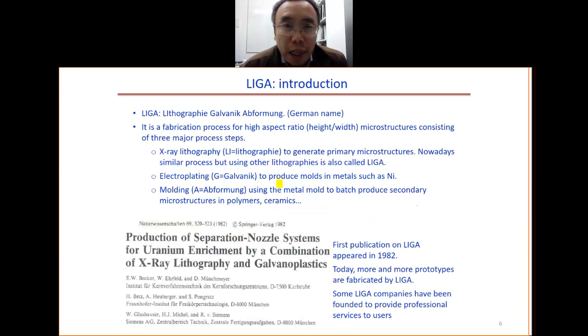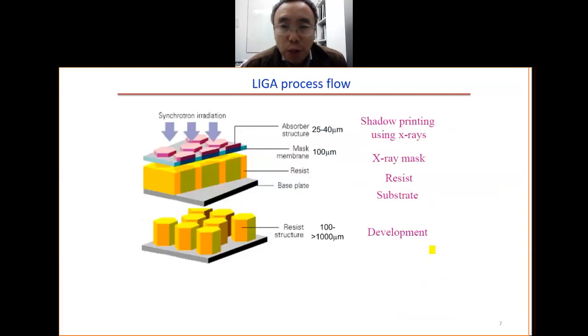So this technique is called the LIGA process. LIGA means lithography, electroplating, and molding. And now we will look at the LIGA process. So first, we do the X-ray lithography. So this is the X-ray mask with absorber on top of the membrane. So we have the resist. The resist can be PMMA, typically a few hundred micrometers.